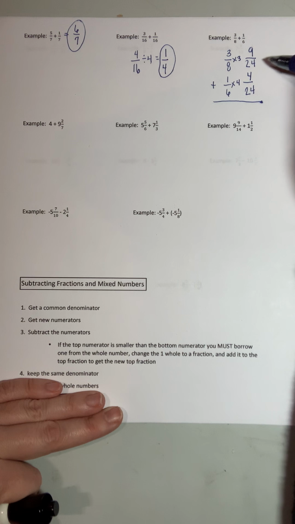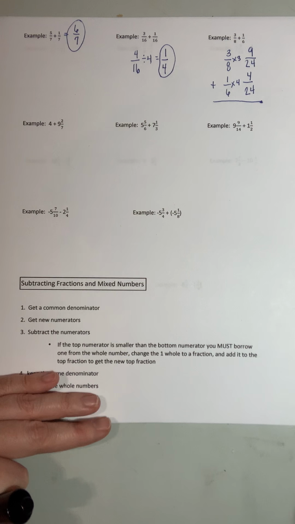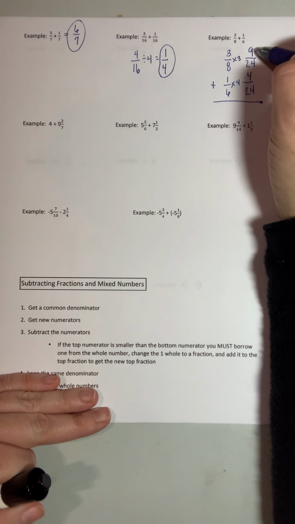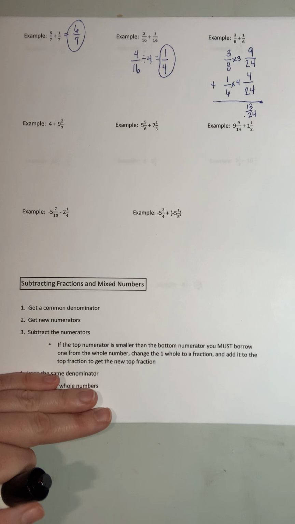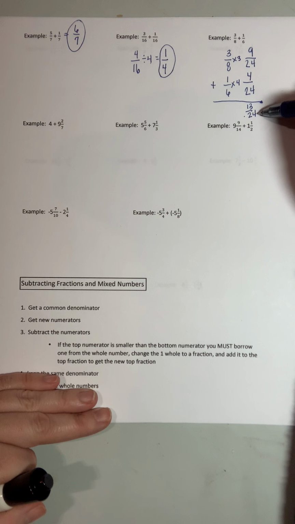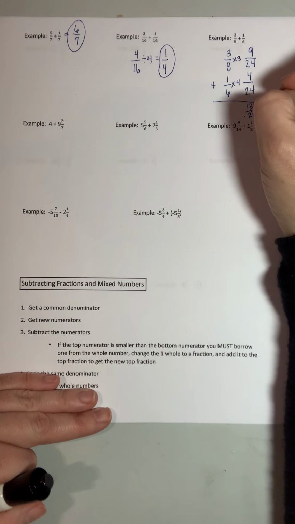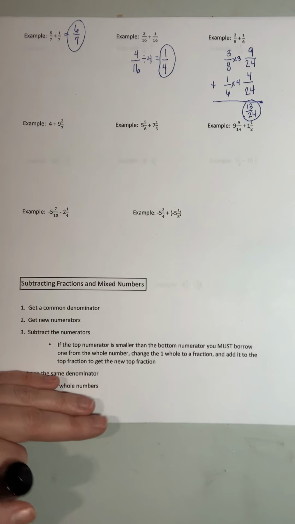Now I can add these because they are in the same amount of whole pieces. They're both out of 24 pieces. 9 plus 4 is 13 over 24. Added our numerators, keep the same denominator. It did not come out improper because the top number is not bigger than the bottom number, and it cannot be reduced. So this one is done.